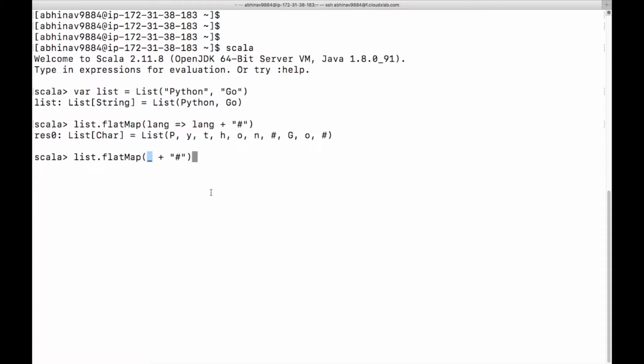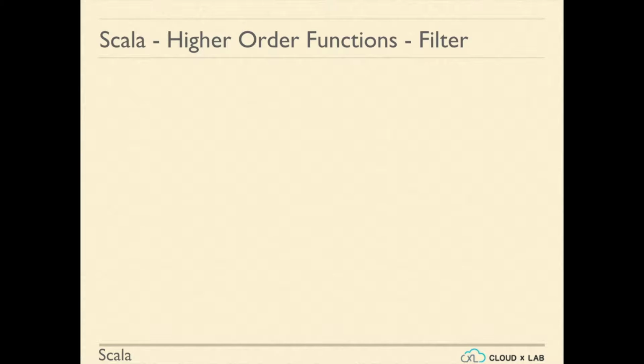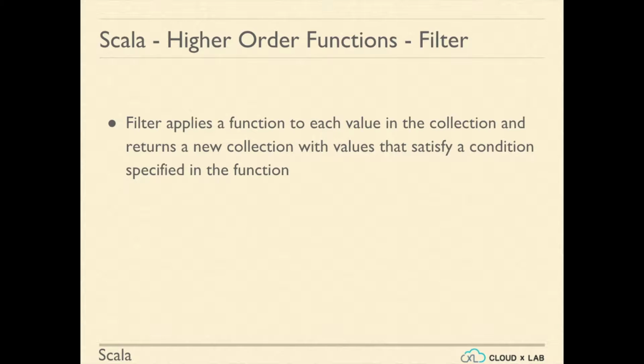So as we can see, the size of output collection could be larger than the size of input collection, while in case of map, the input and output collections were of the same size. Let's learn the higher order function filter. Filter applies a function to each value in the collection and returns a new collection with the values that satisfy a condition specified in the function.